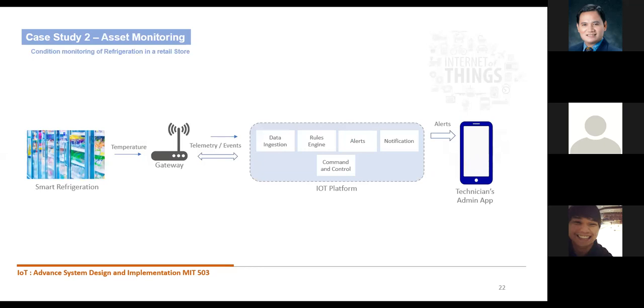Then here we have case study 2, asset monitoring, where I am the company and I just monitor smart refrigeration. Of course, the coldness, right? And here only two things are monitored. The sensor monitors the temperature and the events, or how many times the refrigerator door was opened and closed. Then by means of a gateway, not necessarily a cellphone, telemetry events are sent to the IoT platform.